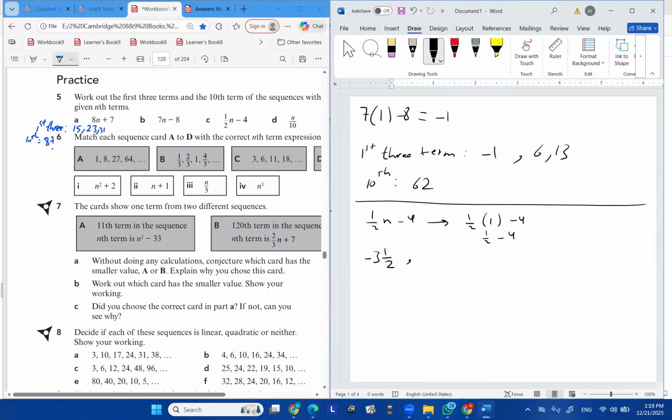The second term, half of 2 is 1. 1 minus 4 is negative 3. The third term, half of 3 is going to become 1.5. 1.5 minus 4 is going to be negative 2.5. This is how we did it. All right. Then the 10th term. The 10th term is going to be half times 10 is 5. 5 minus 4 is going to become 1. So the 10th term is 1.